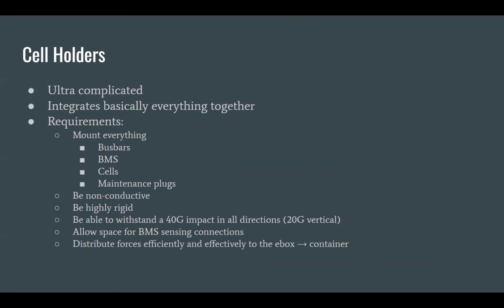TLDR for the cell holders: obviously they're super complicated. And the big part that you saw back on the first slide is they kind of integrate everything. The cells are held by the cell holders. The bonds are really just because the cells are in that place. The bus bars are held by the cell holders. The BMS boards are held by the cell holders. The maintenance plug is held by the cell holders. Like fucking everything is held by the cell holders. And the E-box is really defined by the shape of the cell holder, more or less. Everything is done by the cell holder.